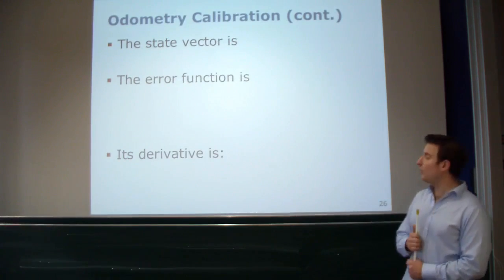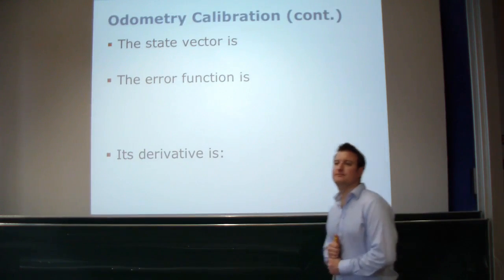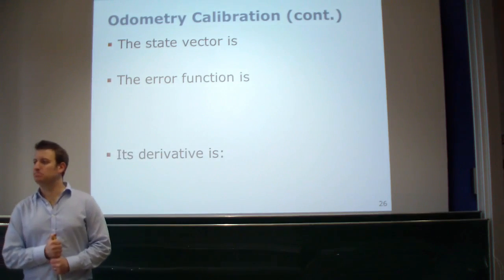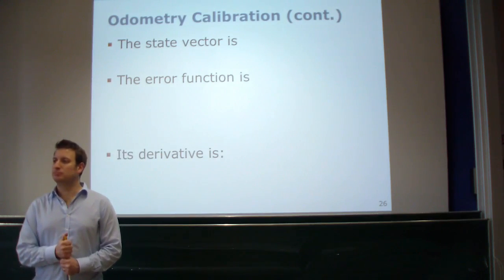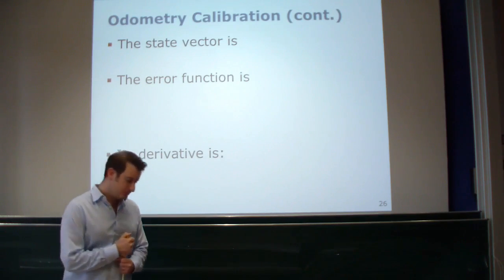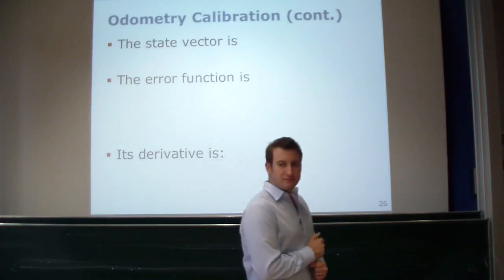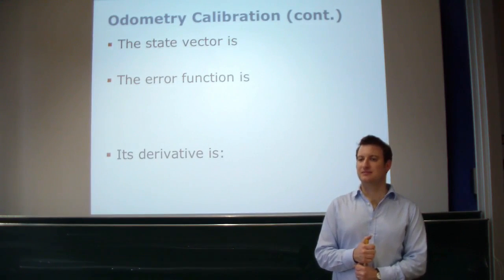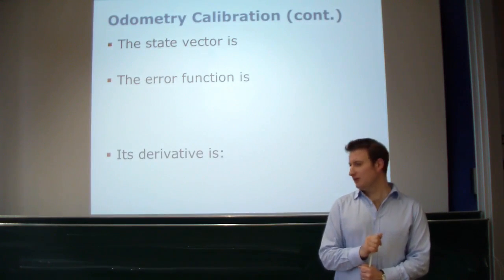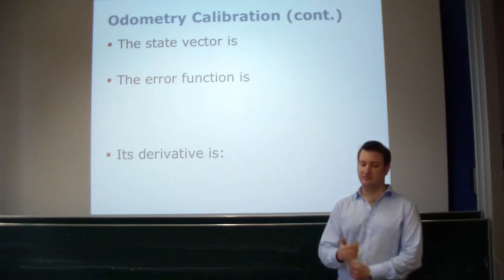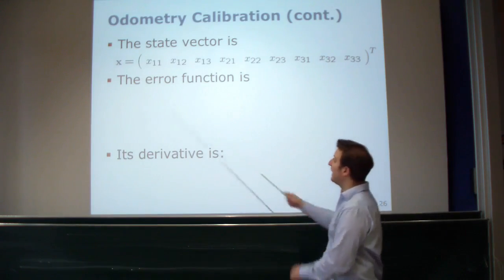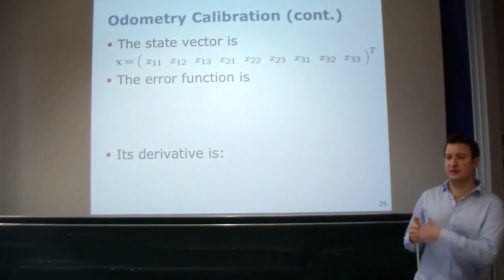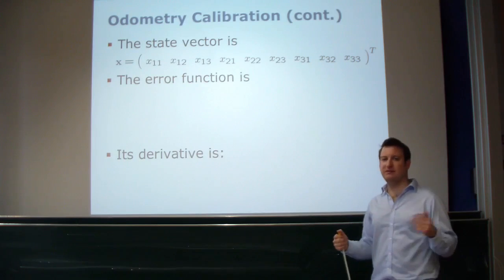Okay, what's the state vector for this type of problem? x, y, z, theta, the robots and landmarks we have? No. The state vector x consists of 9 different values. If I know these values, I know my function perfectly, and I'm all happy.